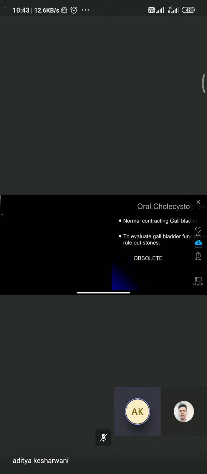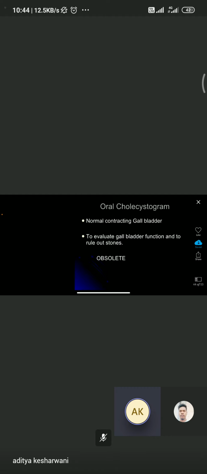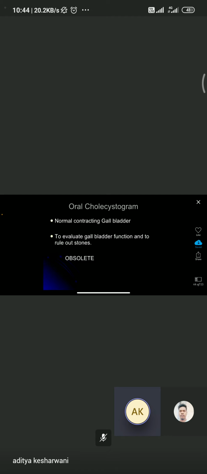This is the oral cholecystogram. Oral contrast is given to look for the gallbladder, whether it's getting filled or not. If there is obstruction at the cystic duct, the contrast will not get filled in the gallbladder. So it is usually used to see if there is any stone causing blockage of the neck of the gallbladder, or any large stone sitting in the fundus of the gallbladder. It also assesses the function of the gallbladder, whether it's contracting or not, and rules out stones. Usually this is obsolete now with the invention of ultrasound and other techniques.